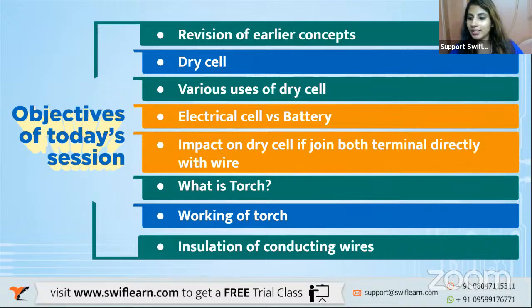Okay. Yes. Okay, good. So, what we will be learning in today's session is the revision of earlier concepts, what all we have learned. Then we'll learn about the dry cell, then various uses of the dry cell. Then we'll be learning about electricity, then the electric cell and the battery. What are the differences between an electric cell and a battery? Then we're also learning about the impact on a dry cell if we join the terminals directly with a wire. We will learn what a torch is. We all see a torch, but what exactly is happening inside, we will see today. Then the working of a torch, and then insulation of conducting wire. All that we'll be learning today.